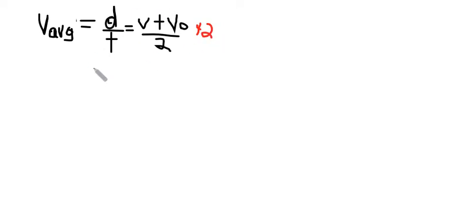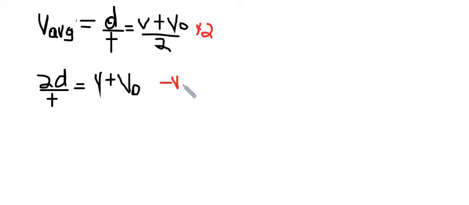So I'm going to wind up with d times 2 over t equals v plus v0. And now to get v by itself, I'm going to subtract v0 from each side. And I wind up then with v equals, oh, sorry, let's do 2d over t minus v0.